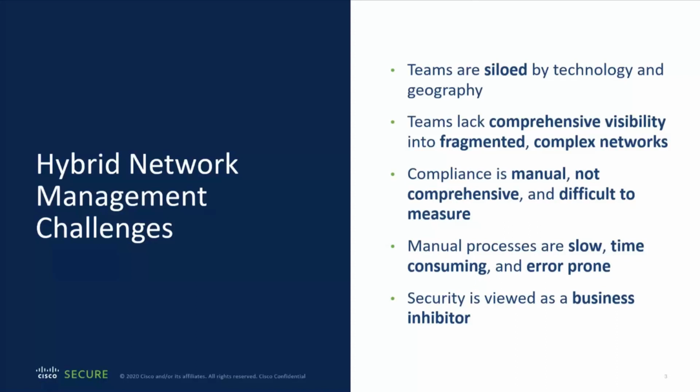The challenges that we hear pretty consistently when we talk to enterprise customers, across verticals, is first that teams are very siloed by both geography and technology, and it makes cross-functional collaboration really challenging and can have a serious impact on both day-to-day operations as well as strategic business initiatives. Teams lack comprehensive visibility into their sometimes fragmented, very complex networks. And it leaves those teams to make decisions based on incomplete information. The result of that, too often, is additional and sometimes even unnoticed or unmeasured risk.